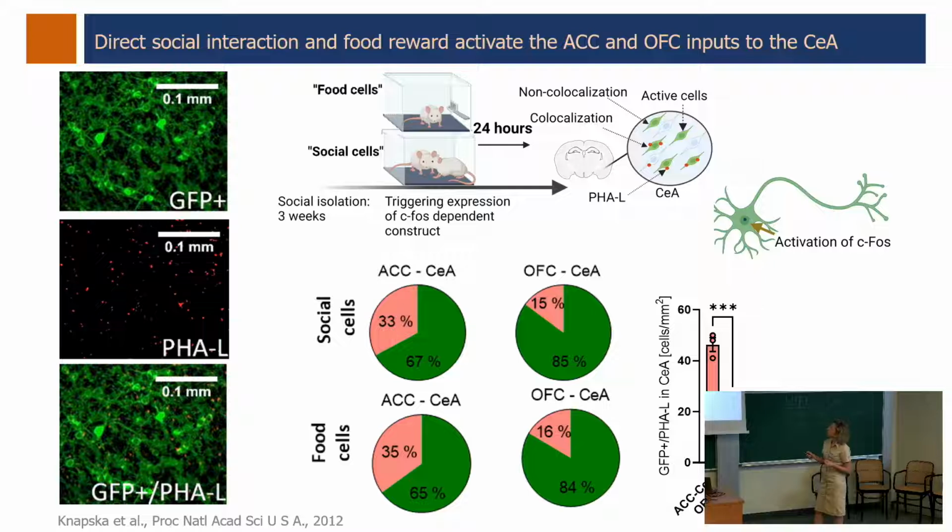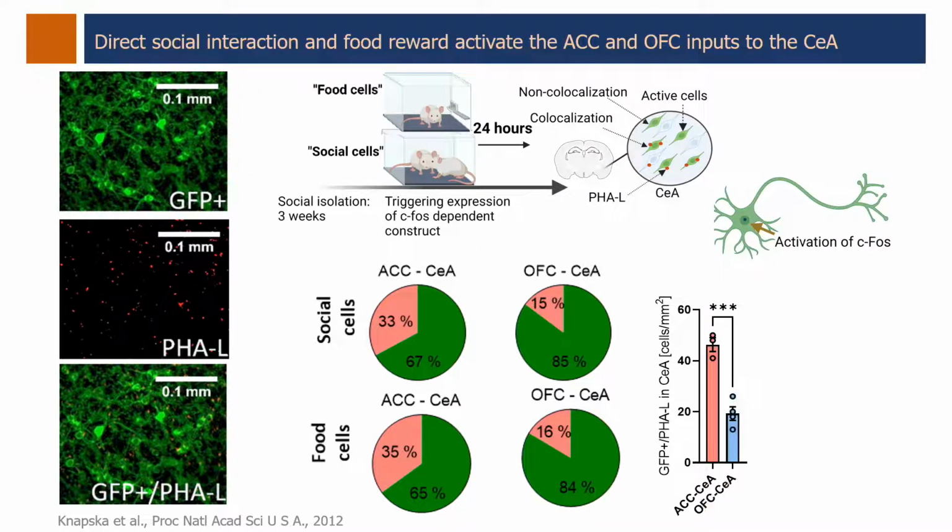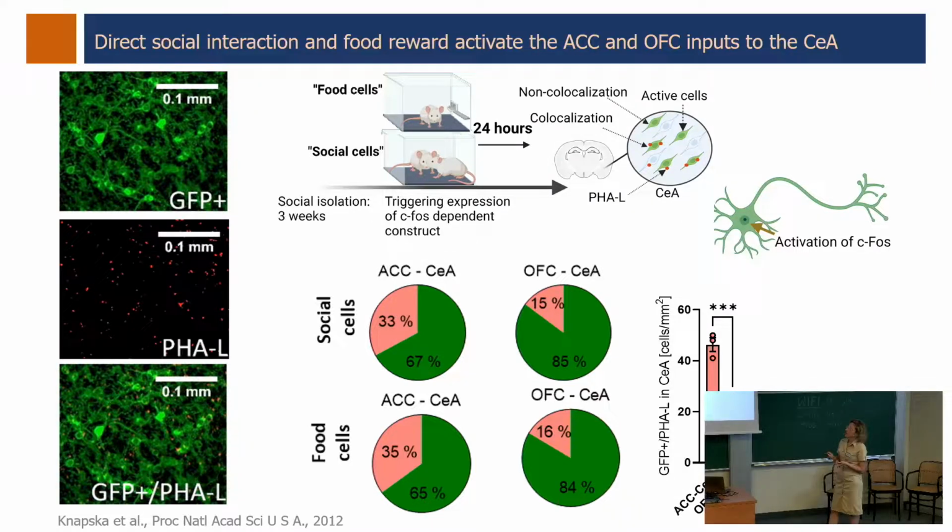Firstly, we look at whether the projections that we were interested in from the anterior cingulate cortex and orbitofrontal cortex to the central amygdala were activated via the social interaction or pressing the lever for food. And we visualized the neurons that express CFOS. This is a transgenic animal that expresses this green fluorescent protein that you can see here under control of CFOS.